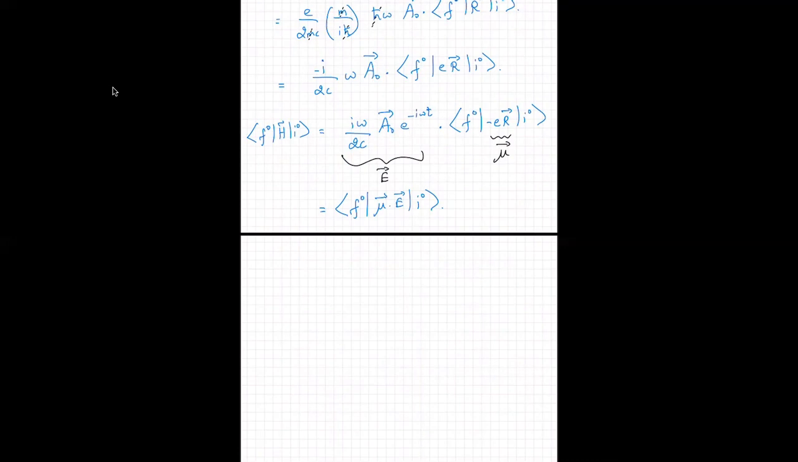So this is the reason why this approximation e to the i k dot R equal to 1 is called the electric dipole approximation, because in this approximation, the perturbing Hamiltonian is basically the dipole moment operator, mu dot E. Okay, so this is important to understand.